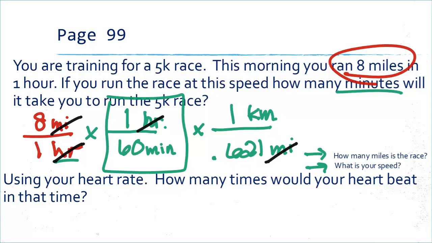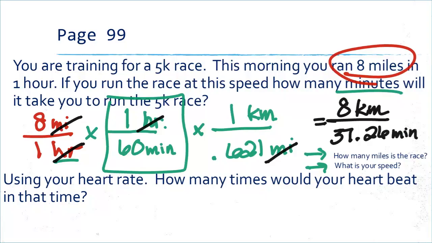Well, let's see. Let's multiply first. Top times top times top. That gives me 8 kilometers. And what is 60 times 0.621? 37.26 minutes.